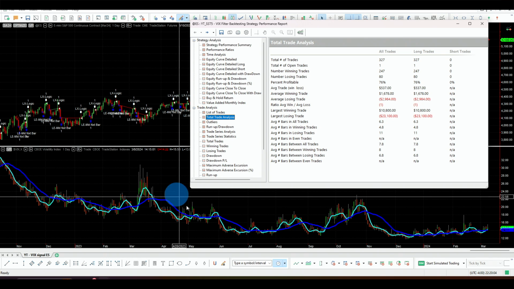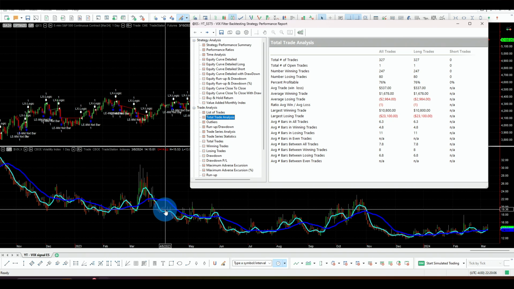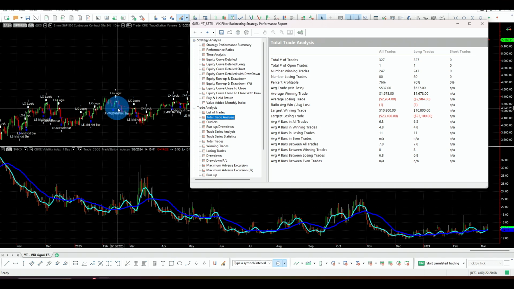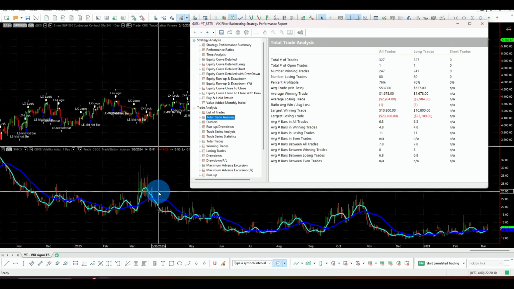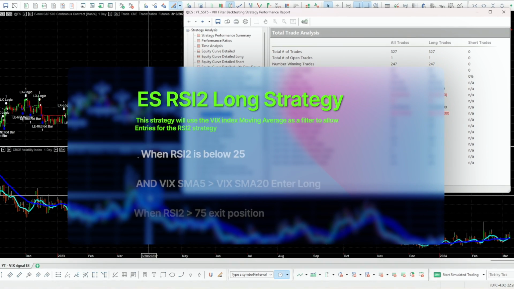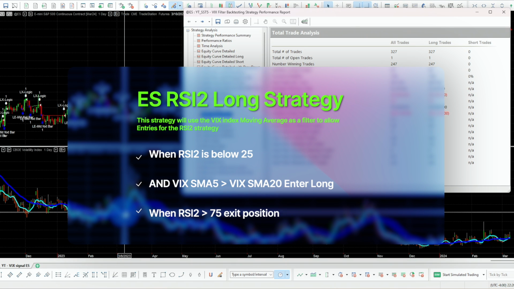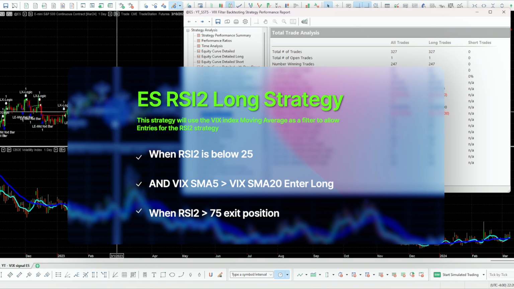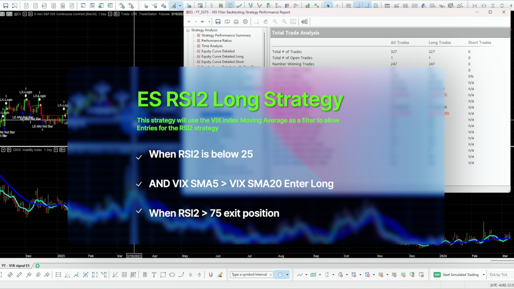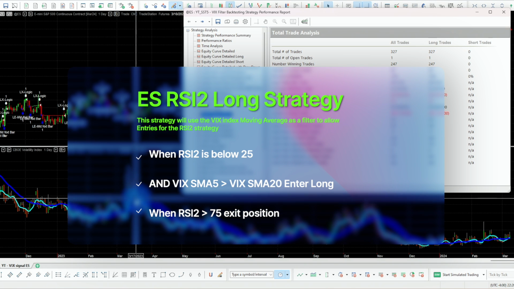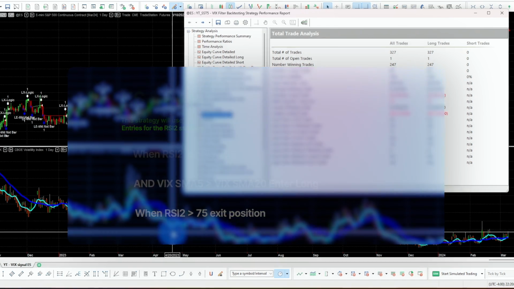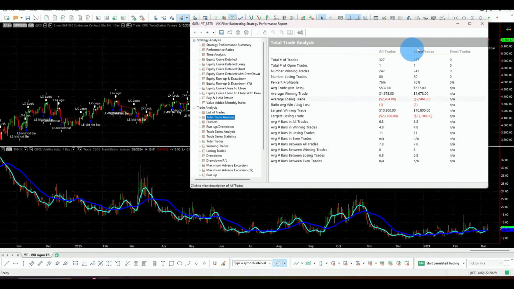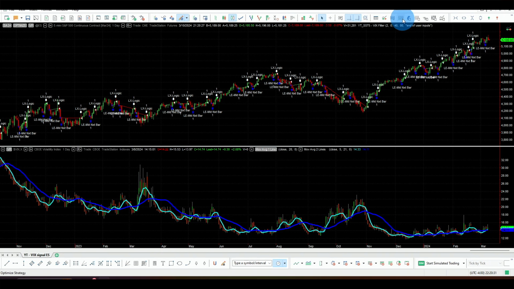So now I will use the VIX as a filter to enter the RSI2 strategy. And in this case, when the fast moving average is above the slow moving average, we will allow the strategy to go long using the RSI2. And when the fast moving average is below the slow moving average, we will not allow the trades to happen. So very easy, it's just a filter.